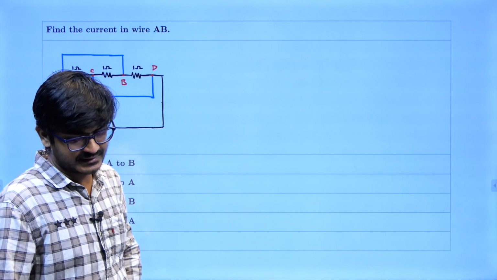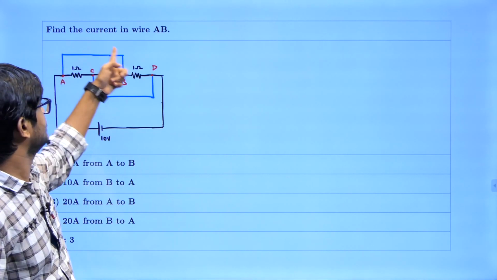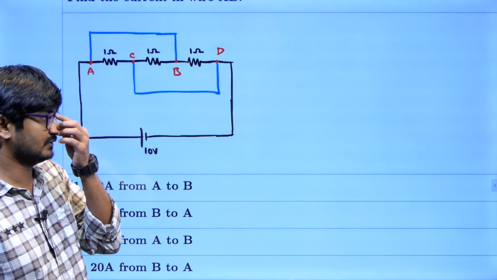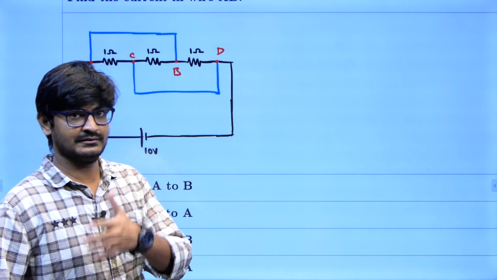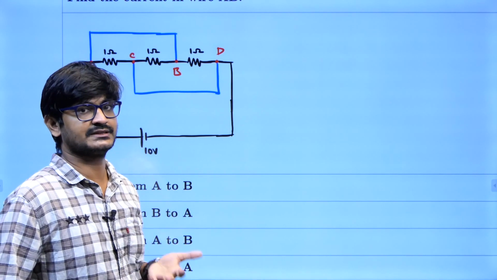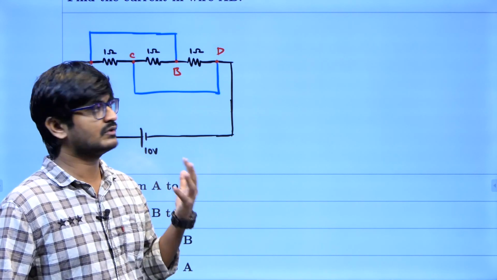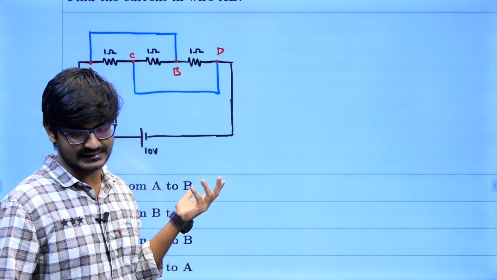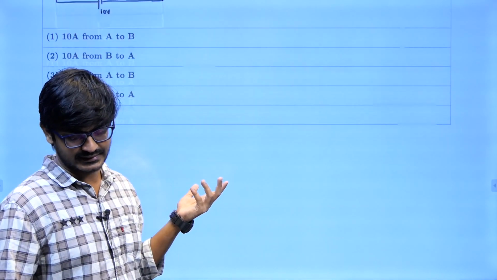Going to the next question: find the current in wire AB. It is a resistance-less wire, so the potential difference will be 0. Delta V equals I into R, so R is 0, so delta V will be 0. So you can't get information about current from the Ohm's law equation. If you want to find the current in a resistance-less wire, you need to rely on KCL.